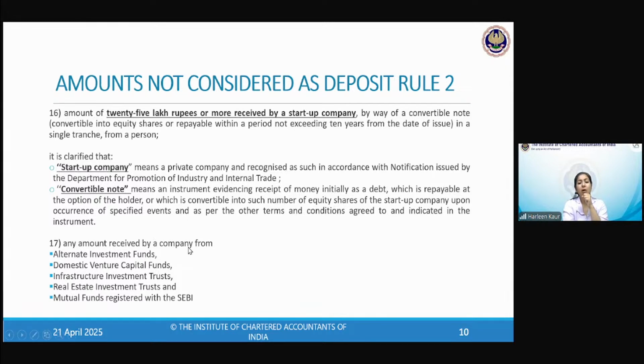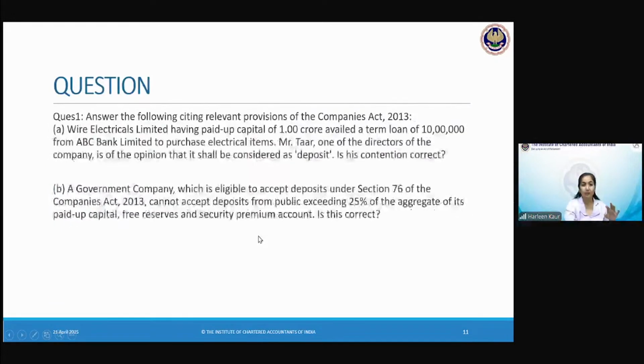And last is any amount received from alternative investment funds, domestic venture capital funds, infrastructure funds, real estate funds, mutual funds. These are also not considered deposits because they are doing their respective business. They take the money and they invest it. These are all investment funds, all these trusts, so it is not considered as deposits.